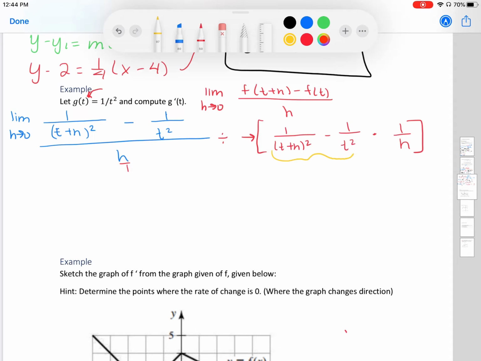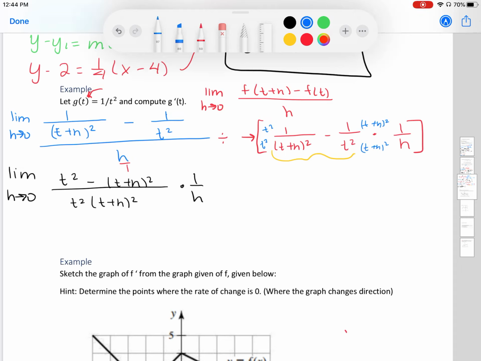Okay, so what is our next step? We want to go ahead and combine like terms. So you want to create a like denominator. So you're going to multiply this side by t squared over t squared, and this side by t plus h squared over t plus h squared, top and bottom. So that we're left with the limit as h is approaching 0 of t squared minus t plus h squared all over t squared times t plus h squared times 1 over h.